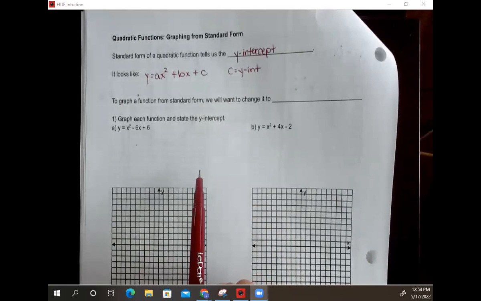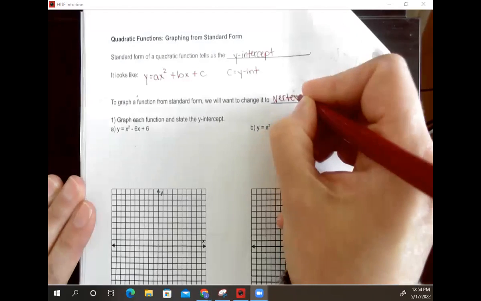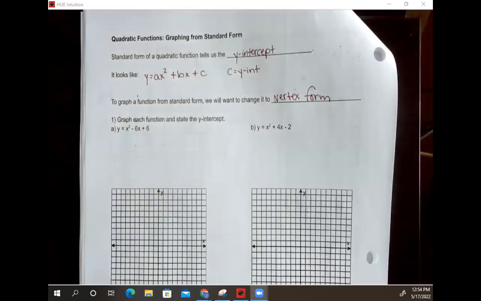So if I'm going to graph a function from standard form, we're going to change it to vertex form. So this is called graphing from standard form, but what we're really going to do is take standard form and rewrite it as vertex form. So what we're going to do, again, is change to vertex form. Remember, this process is called completing the square.